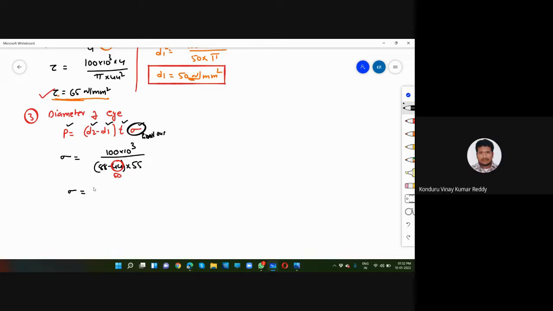41. Definitely it is less than the value that is being provided in the question. It is less than the value of 65 Newton per millimeter square. Hence your design is safe.